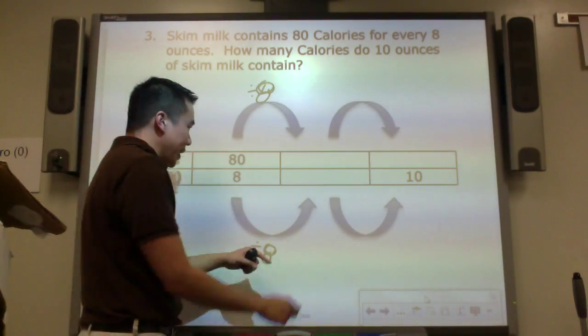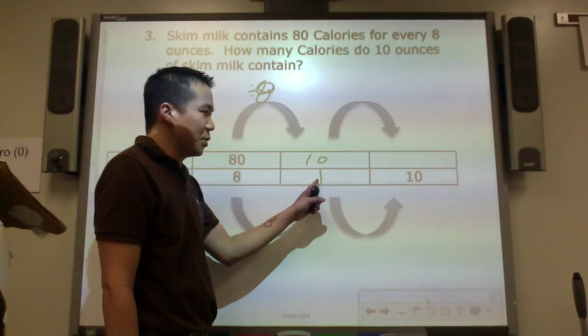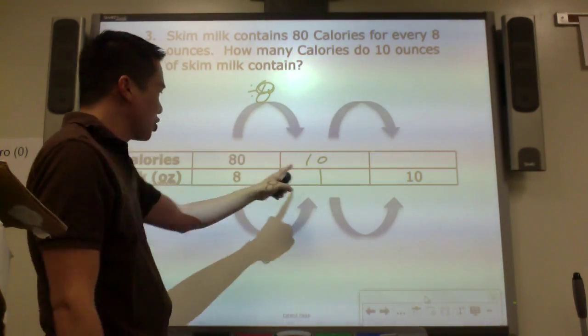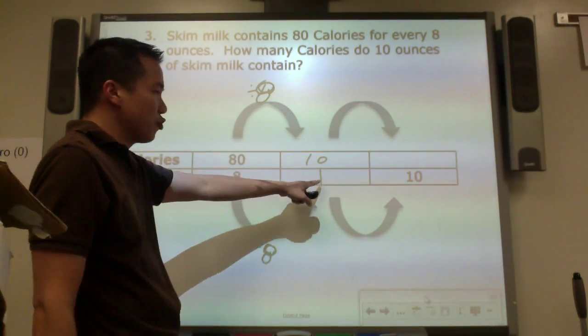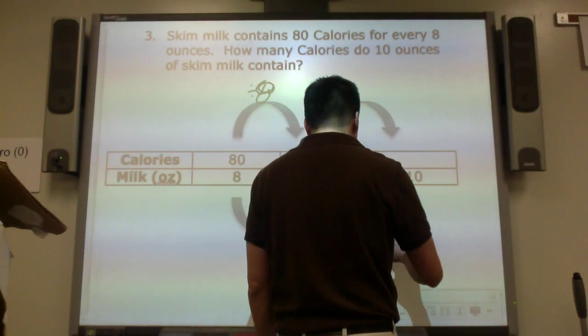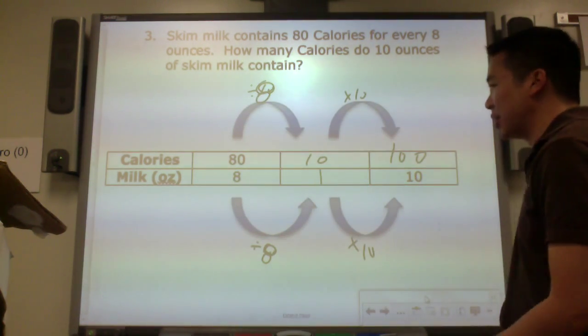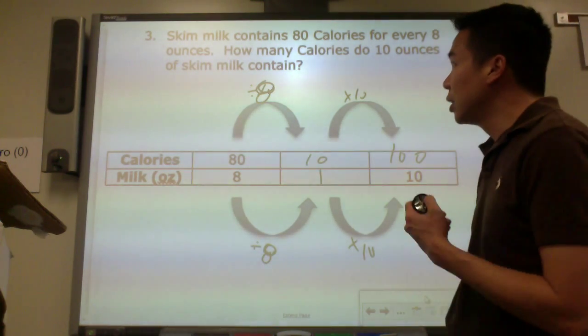So 8 divided by 8 is 1. 80 divided by 8 is 10. Now, can I build up this 1 ounce of milk? So you have 10 calories for every 1 ounce. Can I build 1 ounce to 10 ounces? I build it up by 10. So it's 100 calories for 10 ounces of milk.